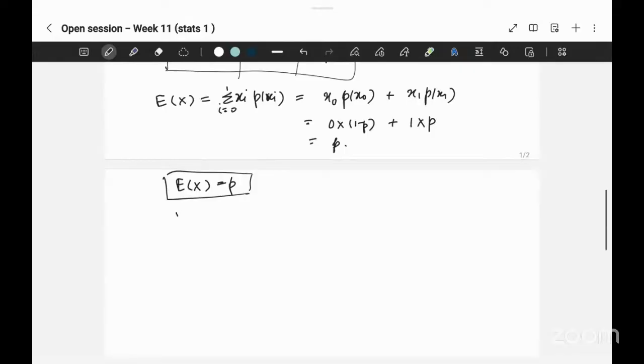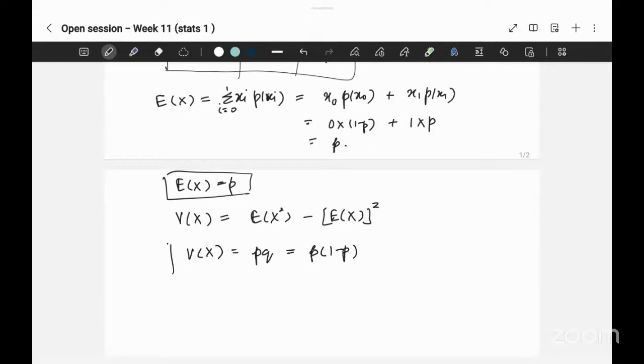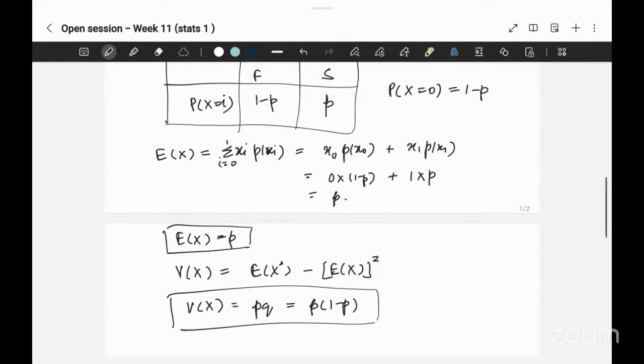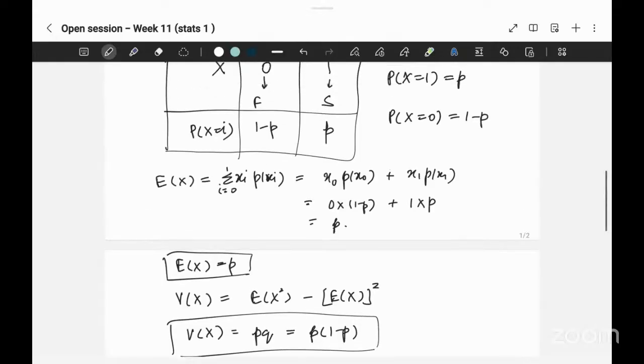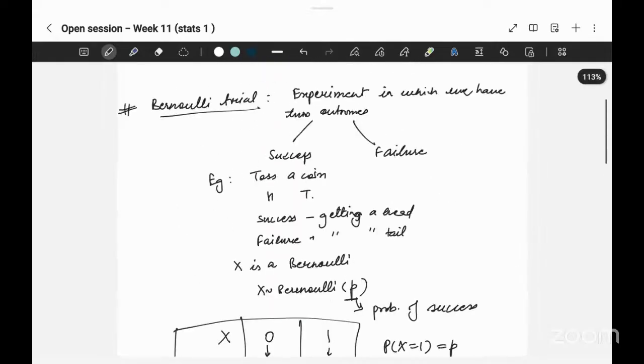Okay. Similarly, we can calculate the variance. Variance will be what? Expectation of x square minus expectation of x whole square. If we calculate this, we get my variance as pq, or you can say p into 1 minus p. This is what my variance is. Till here, is the Bernoulli trial clear? Yes, ma'am.